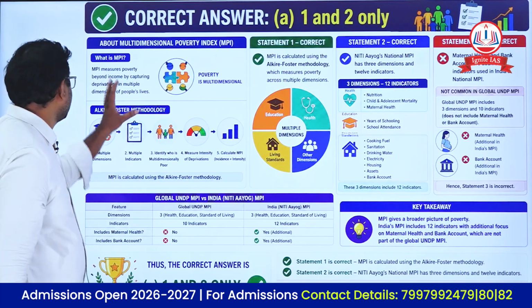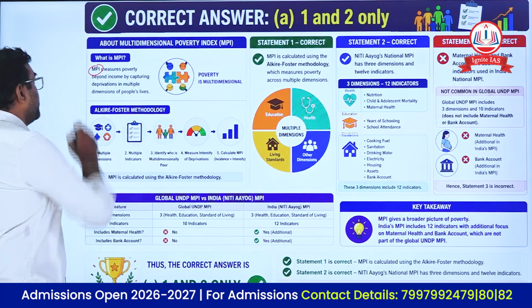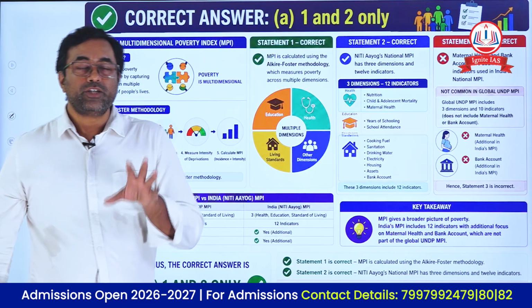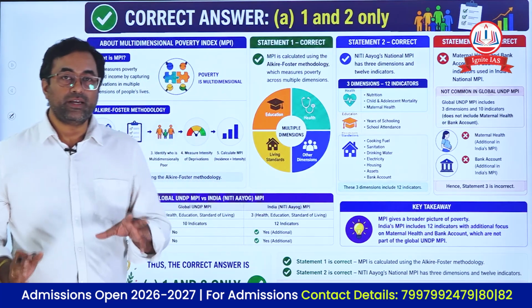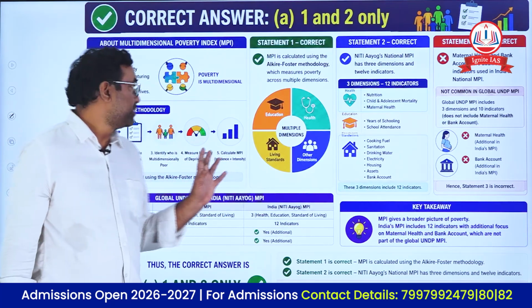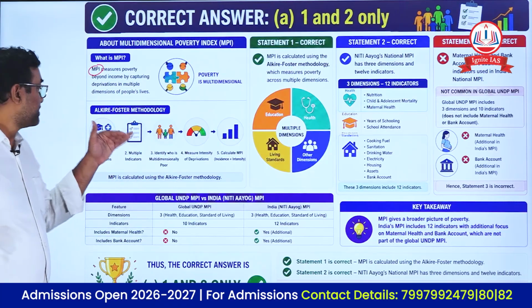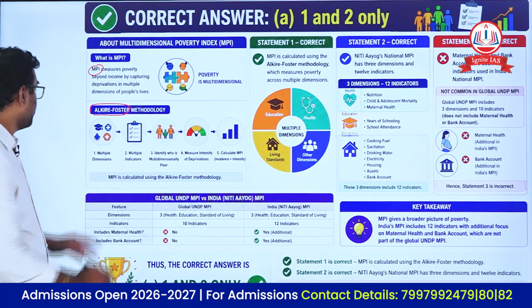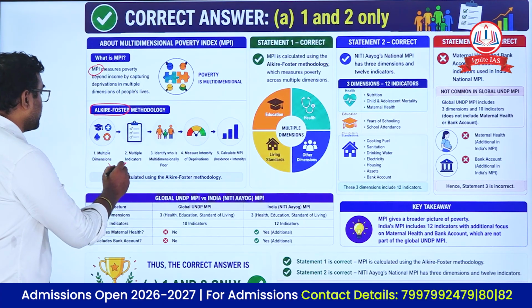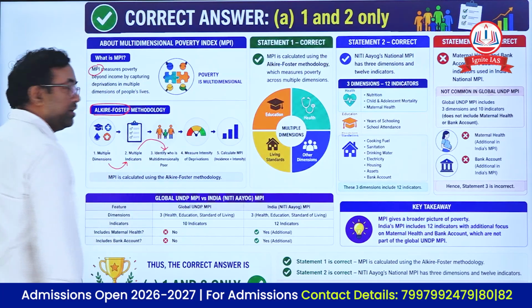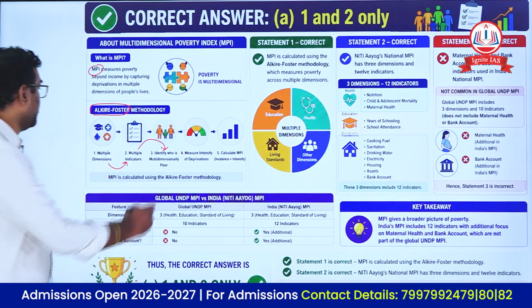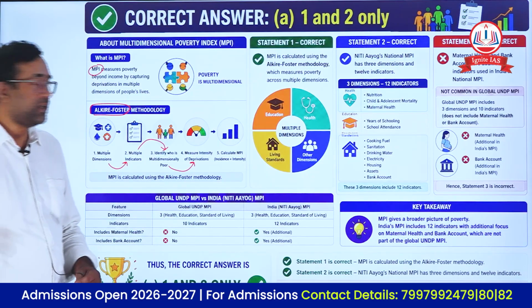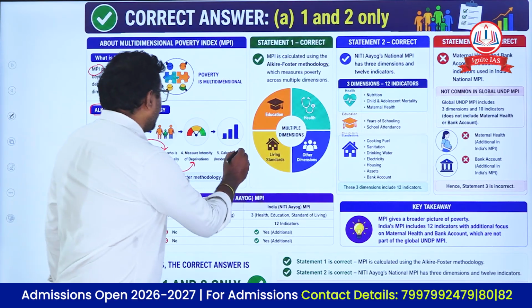If you see, the first statement is about the multidimensional poverty index. Every country has poverty. To understand the level of poverty in any country, UNDP and other agencies have developed an index which is called the multidimensional poverty index. This index is based on the Alkire-Foster methodology. In this methodology, they take multiple dimensions and multiple indicators and identify the multidimensional poverty of the people. They try to understand the intensity of deprivation with respect to each parameter and calculate the multidimensional poverty index.